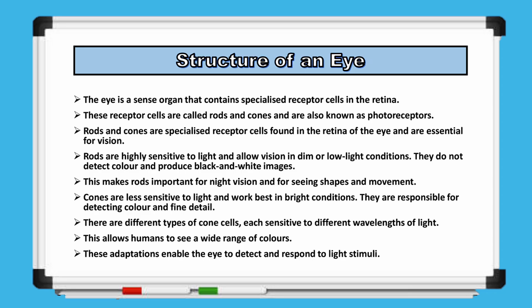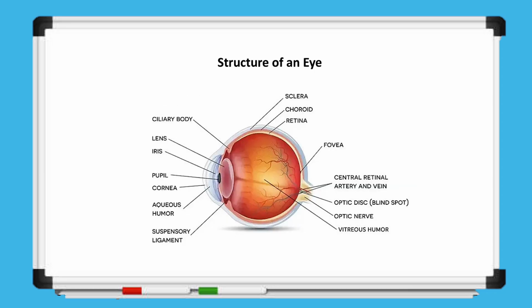Different types of cone cells respond to specific wavelengths of light, allowing humans to see a broad spectrum of colors. Together, rods and cones enable the eye to sense and respond accurately to light stimuli, supporting both low light and color vision. So, here we have a diagram of the eye, and it's important to be able to identify all the key structures. Let's go through them one by one.